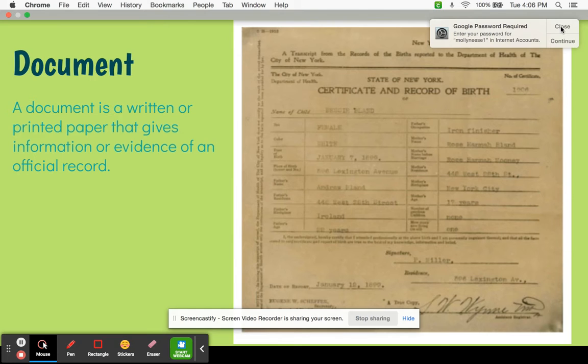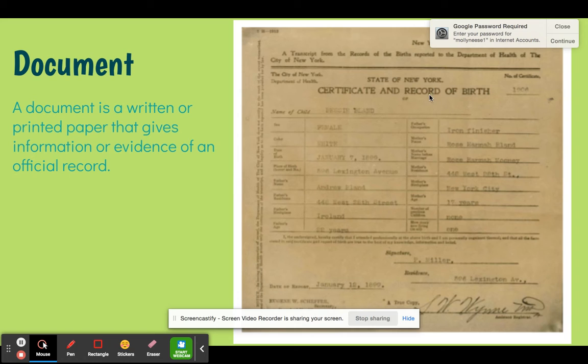And this shows a person's name right here. It shows where she was born, the time she was born, and the information about her parents. So this has her name. This has her birth date, where she was born, her parents' information.